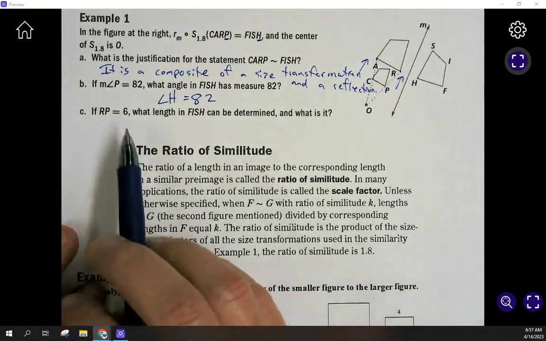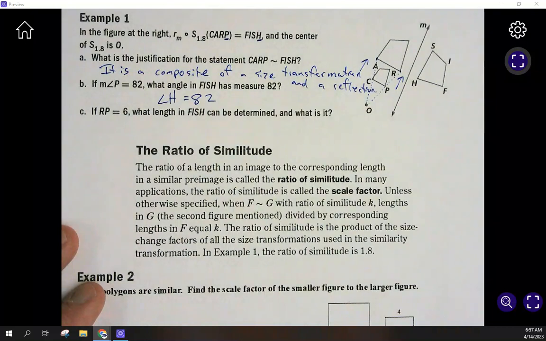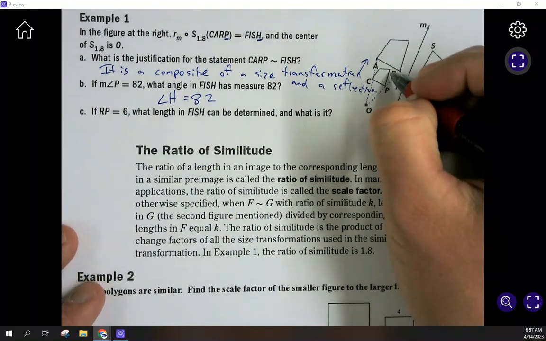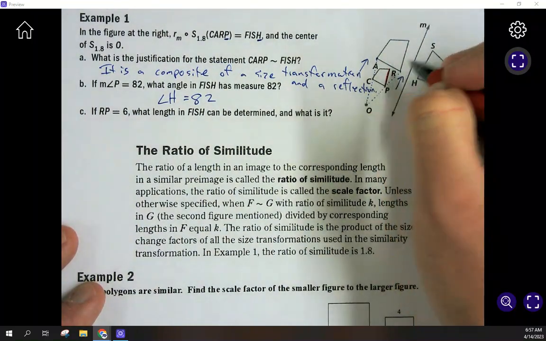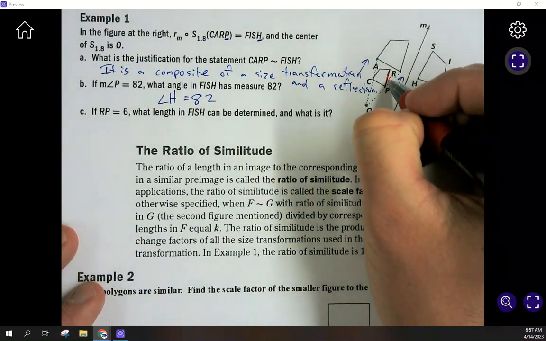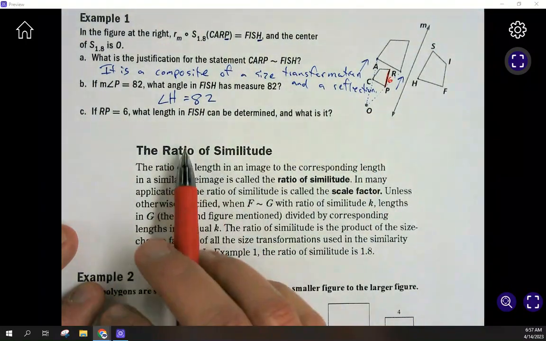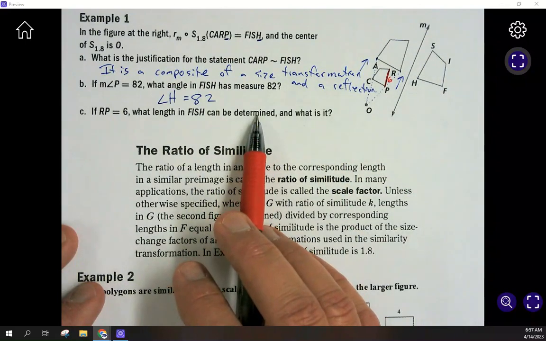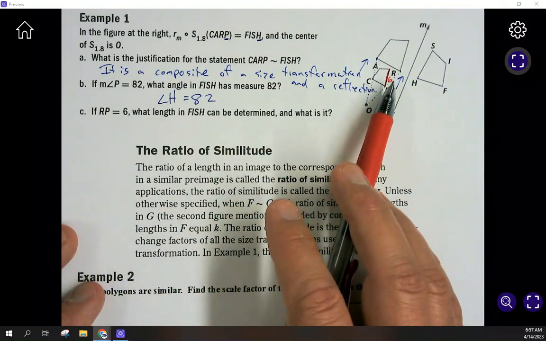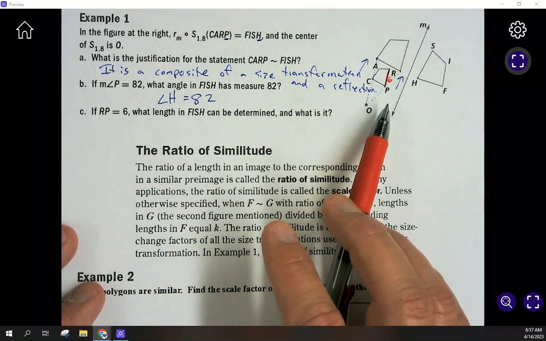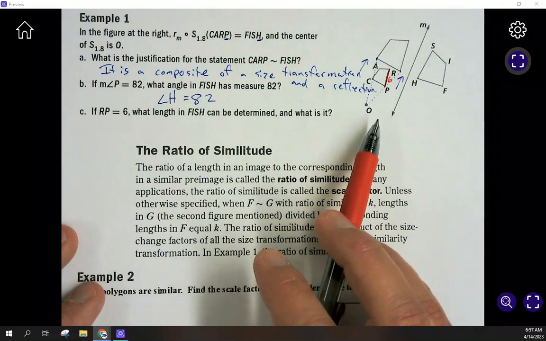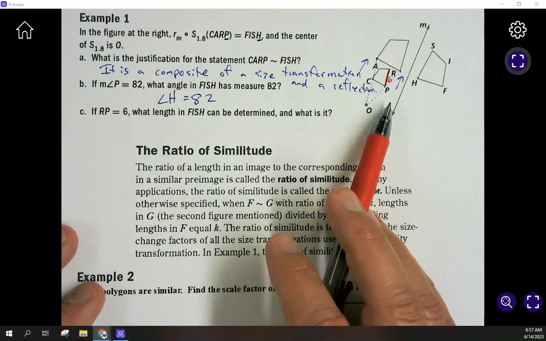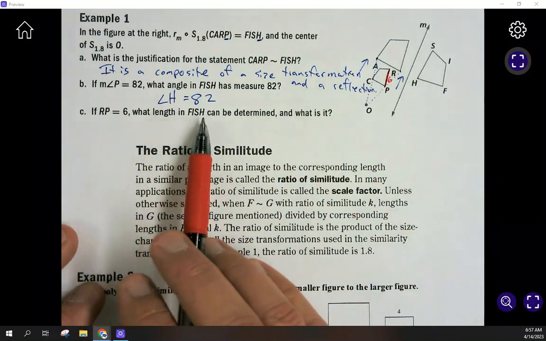All right, what about side lengths? If RP, so in the picture right here, this length right here, if that was 6 in the original, what length in the new shape can be determined, and what is it? It's not going to be 6, right? We have changed the size, but it's going to all be in proportion, so we can figure out what the new side length is going to equal. But first we need to figure out which one it is.